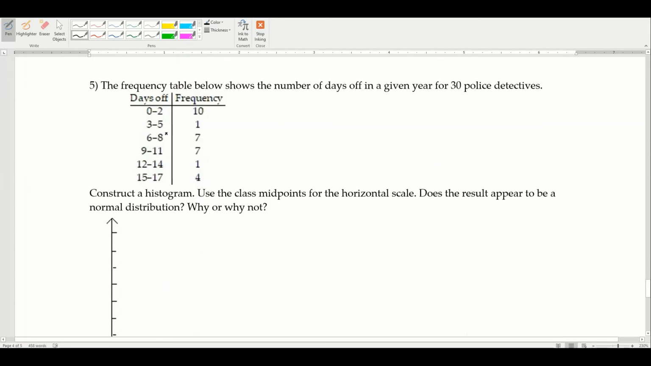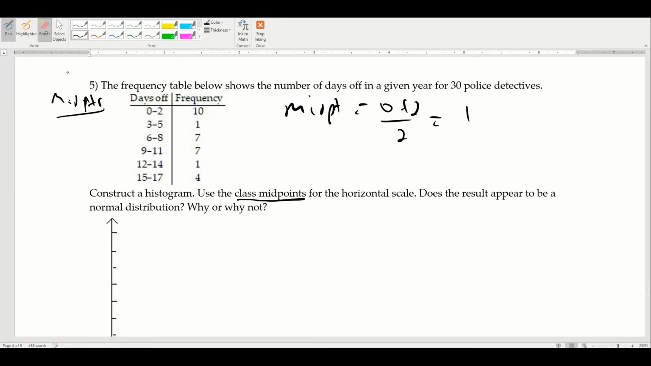Then let's do one more. This one already has everything given to us, but this time we're still asked to draw a histogram, but this time we want to use the class midpoints. So to find the midpoint of the first class, you take 0 plus 2 and divide that by 2, because that's an average, and you get 1. So my midpoints, for the first class, I have a 1.